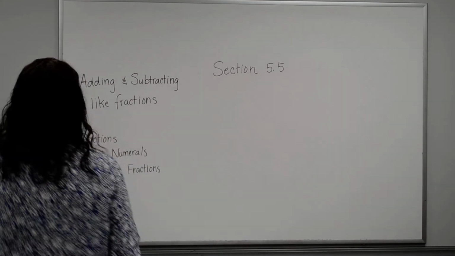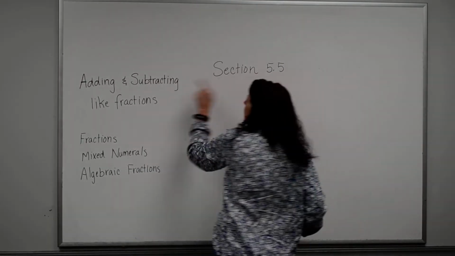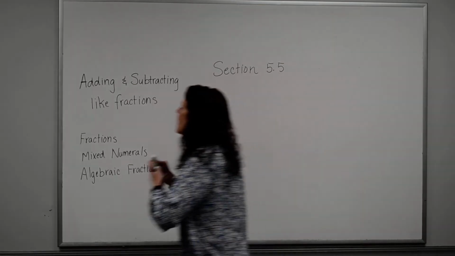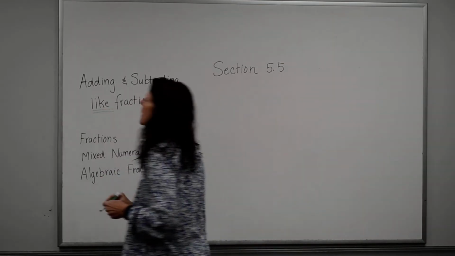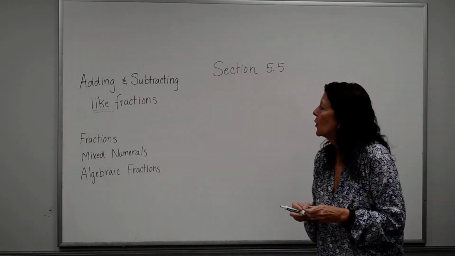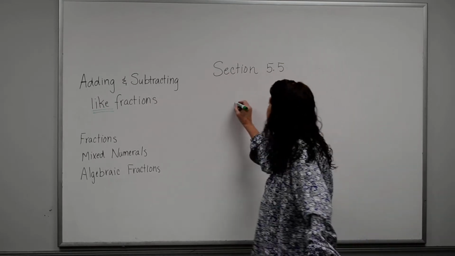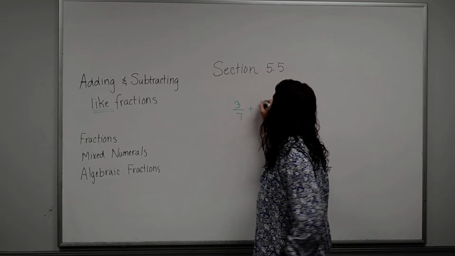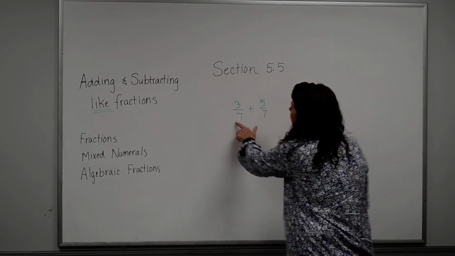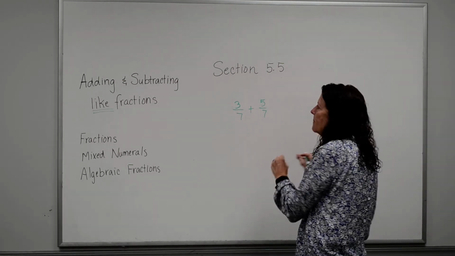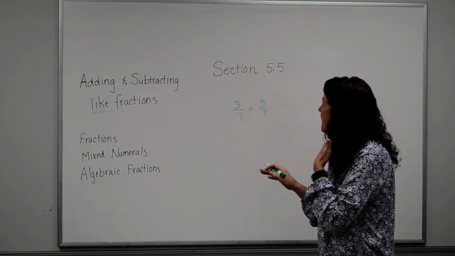We are going to discuss section 5.5, which is adding and subtracting like fractions. What it means by the word like is that their denominators, or their bottom numbers, are the exact same thing. So let's say I have 3/7 plus 5/7. Notice how the 7 matches up. Now you can only do this if the bottom matches. And that's what we're going to talk about today.